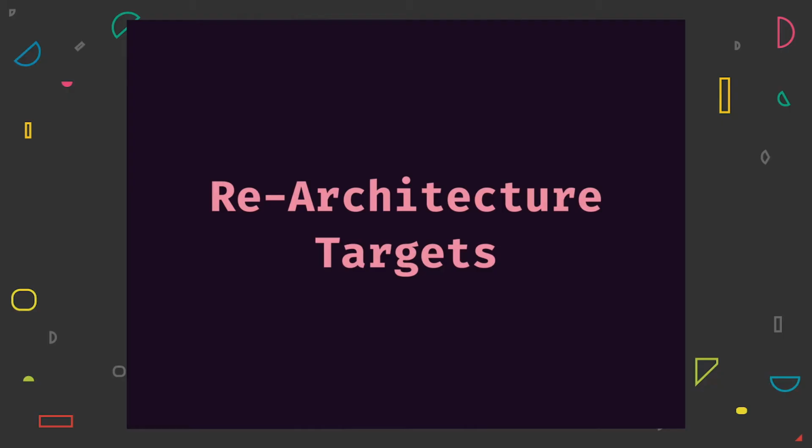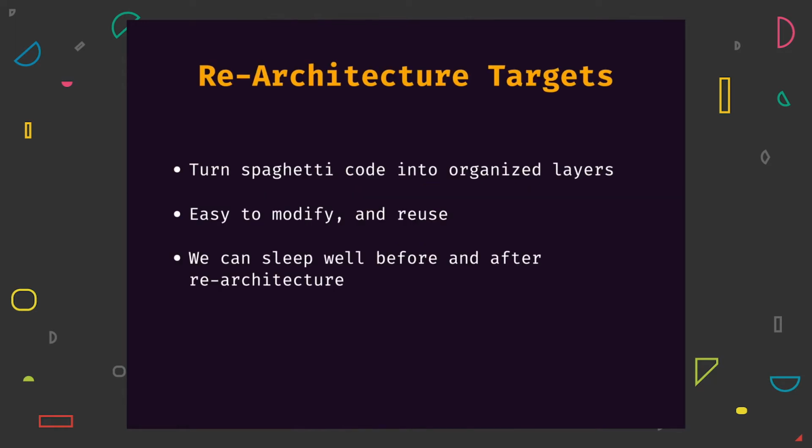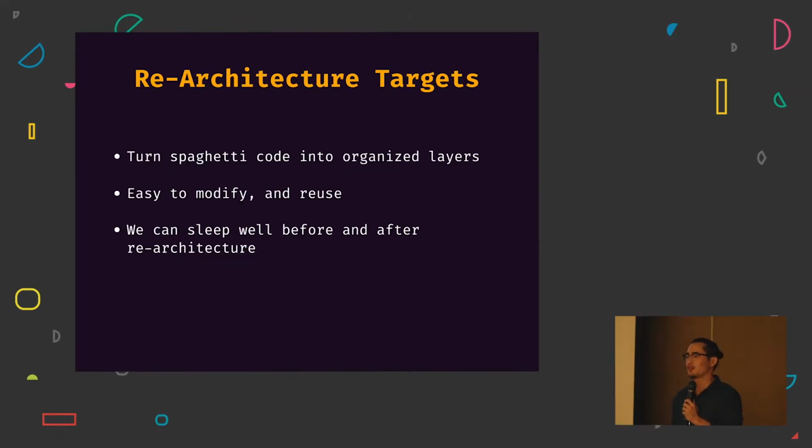So other than those problems I mentioned, we also have other performance issues that we want to improve. And the next step of your re-architecture project is you have to set the targets. In our case, first of all, of course, we want to turn that spaghetti code into more organized layers. And second of all, we want to make sure our new code base is easier to modify. And by modify, I mean it's easier to add new features and remove existing features. At the end, we want to make sure we can sleep well along the way of the re-architecture project.